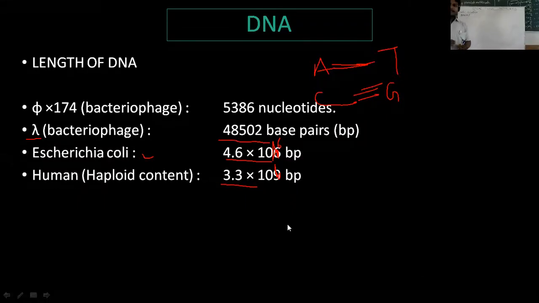So in the last class, we learned about the length of the DNA, and we talked about base pairs and nucleotides and how we can use them depending on the organism, depending on whether it has a single stranded or double stranded structure. Typically, when we have a double stranded structure, we have to count the number of base pairs.